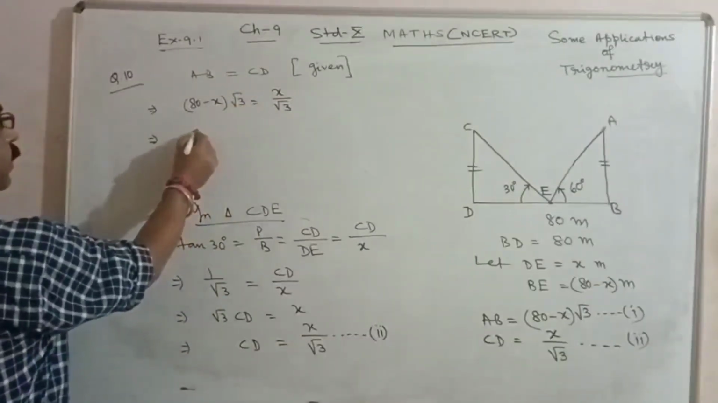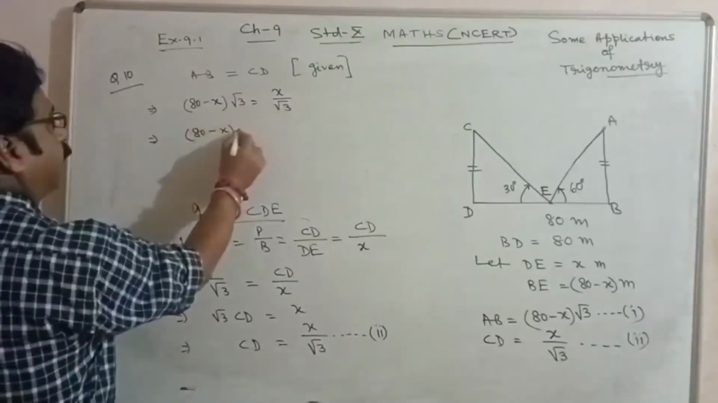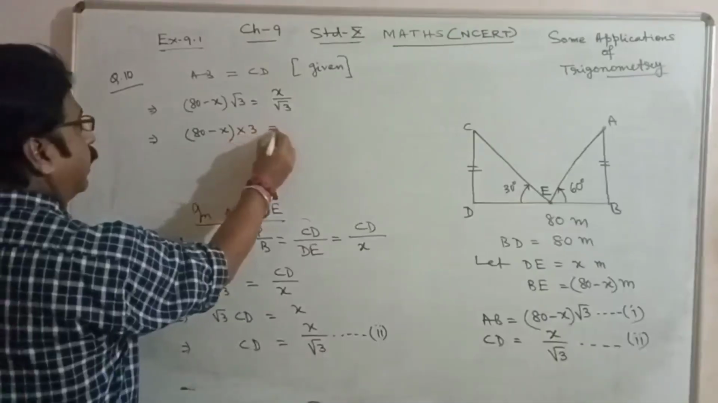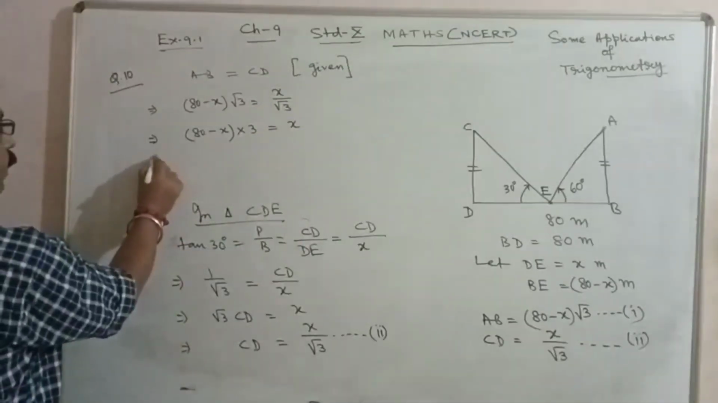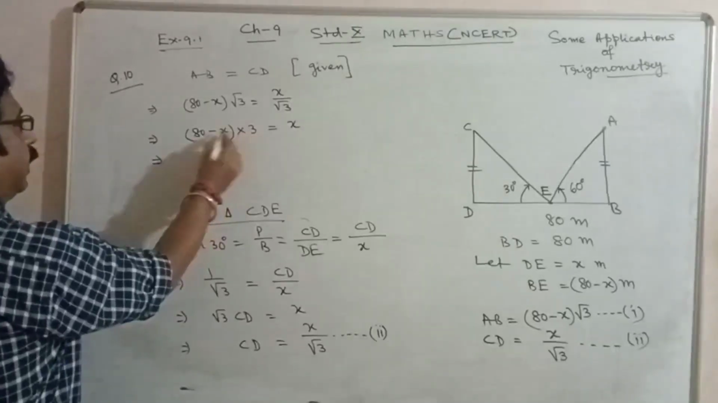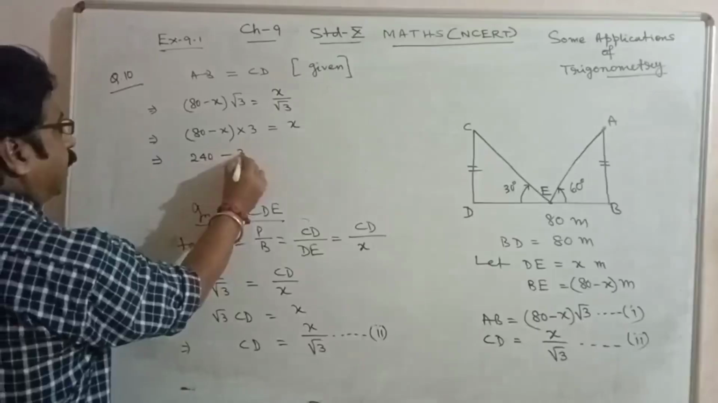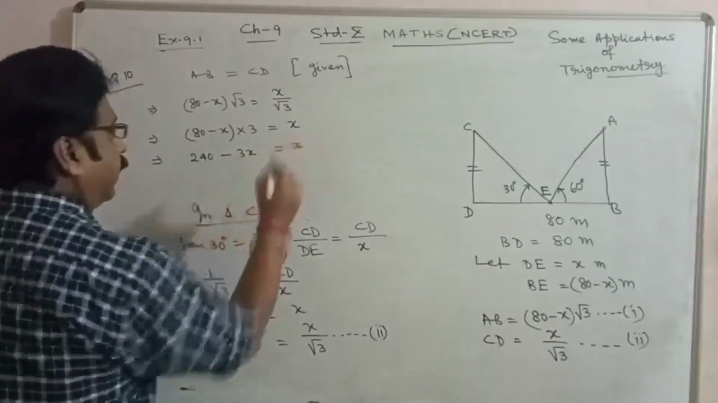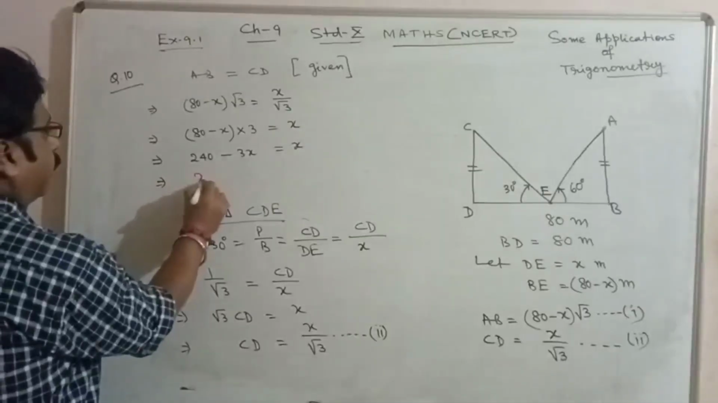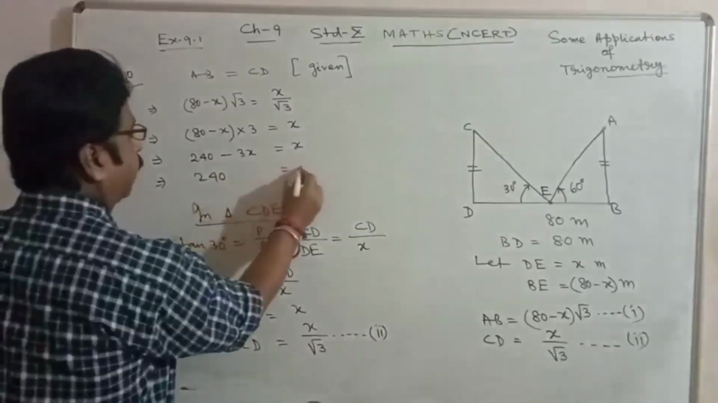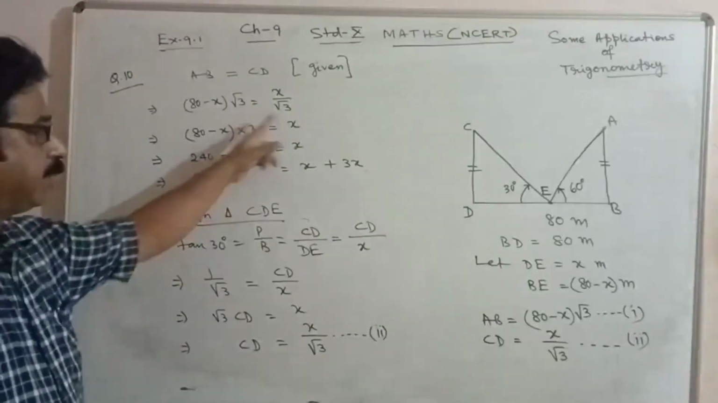Cross multiplication, 80 minus x root 3 into root 3 will be 3. It will be x. Then 3 into 80 means 240 minus 3x equals to x. 240 equals to x plus 3x, as minus 3x is going from left side to right side.